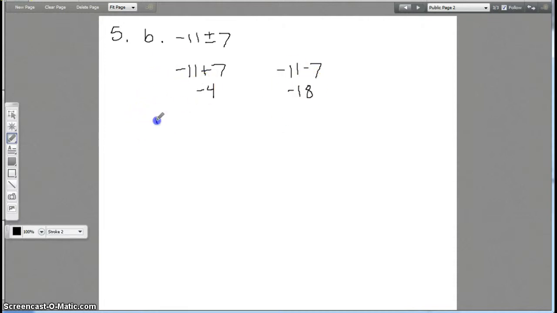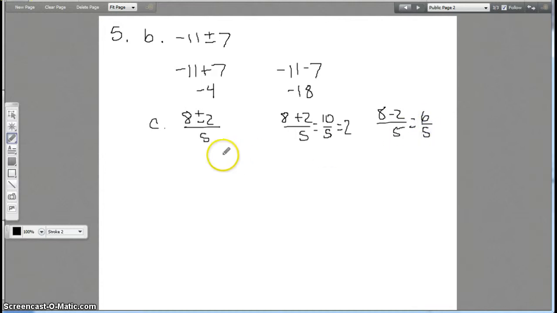Let's look at part C. For part C, we have 8 plus or minus 2 over 5. Well, that means we need to figure out 8 plus 2 over 5, and we need to figure out 8 minus 2 over 5. Well, 8 plus 2 is 10, and then that's over 5. 10 over 5 is 2. 8 minus 2 is 6, and then that's over 5, and we can't simplify that. So our two answers for part C are 2 and 6/5.